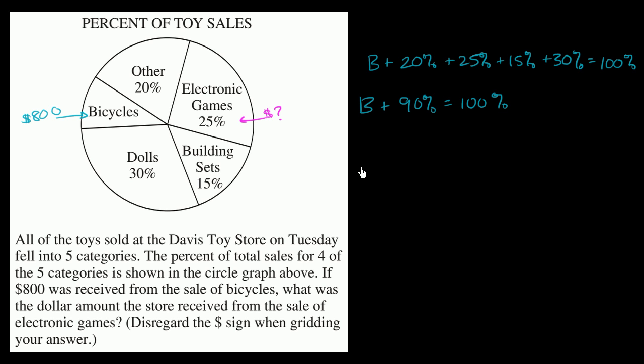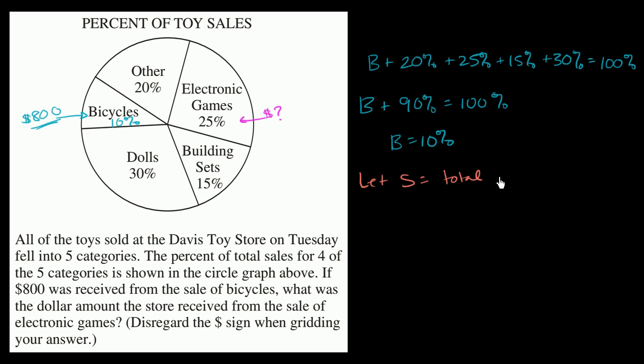Well, subtract 90% from both sides. B must be equal to 10%. So this right over here must be 10%. So 10% of our total sales are $800. So let's let S equal total sales. Total sales for, I guess, this is on Tuesday.